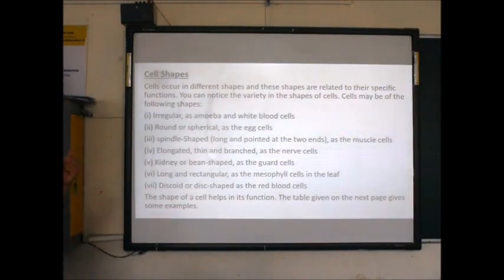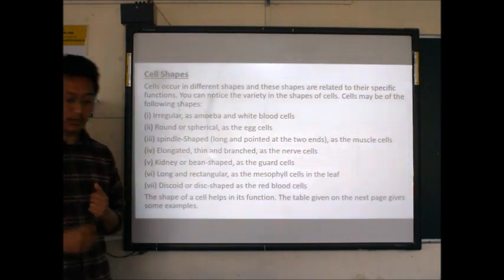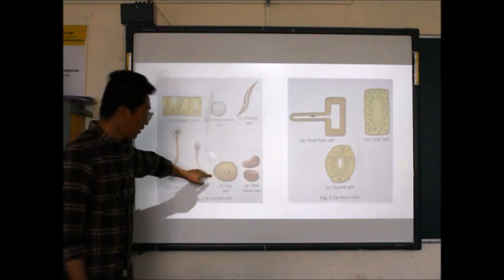The next one is round or spherical, as in the egg cell. All the egg cells are round or spherical. You can see in the picture also, the egg cells are round.